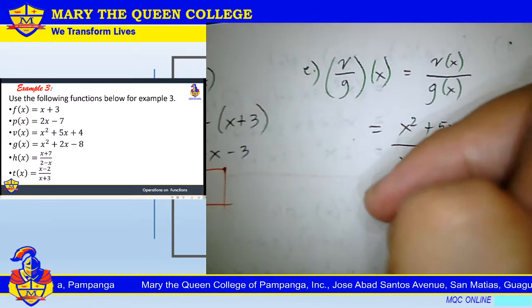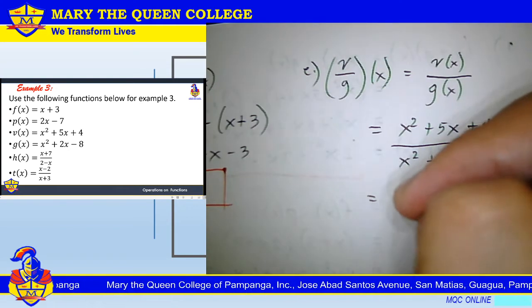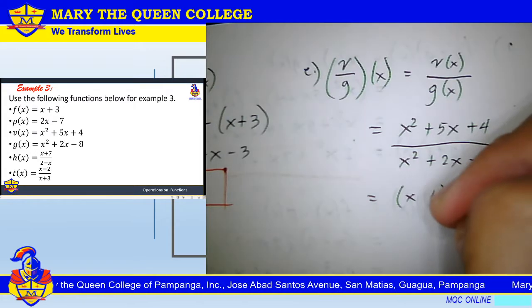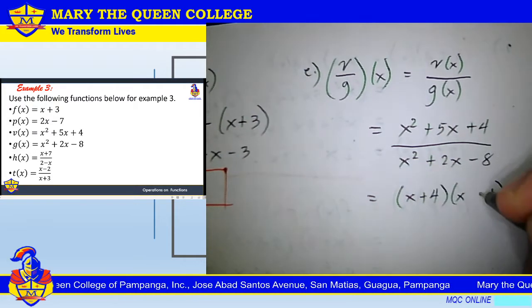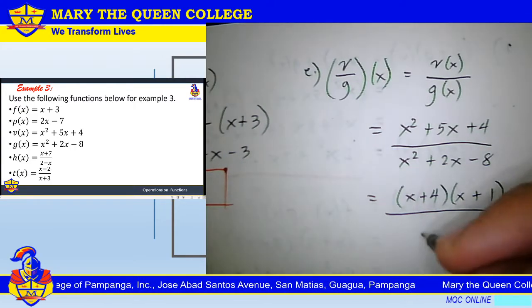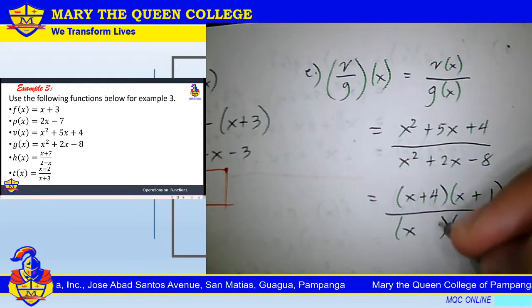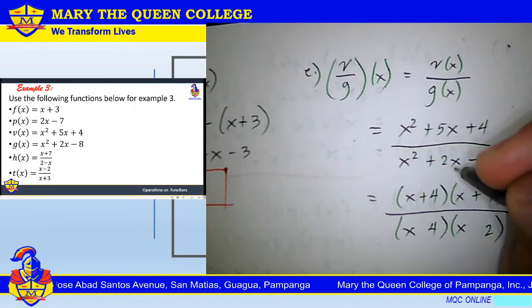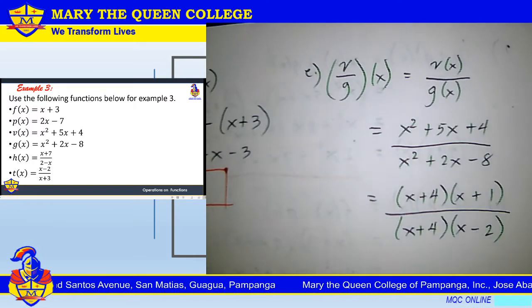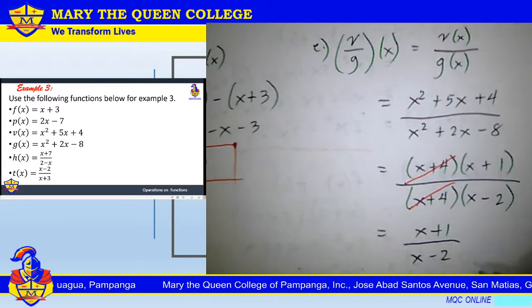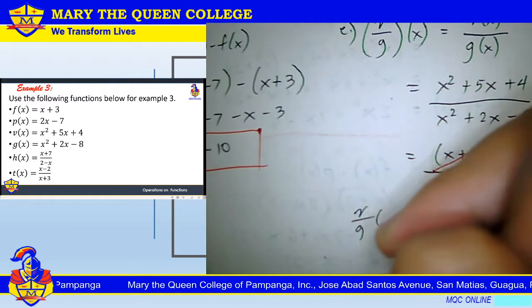Then, simplify. You can apply factoring. Factors, we have x times x here. Factors of 4 are 4 and 1. Since positive dito, mag-plus tayo doon. Plus din dito. Then, sa baba, we have x multiply to x. What are the factors of 8? So, we have 4 and 2. Para makuha natin positive 2, so positive 4, negative 2 doon. Then, from here, pwede tayo mag-cancel parehas. So, our final answer here would be x plus 1 over x minus 2. So, this is for v over g of x.